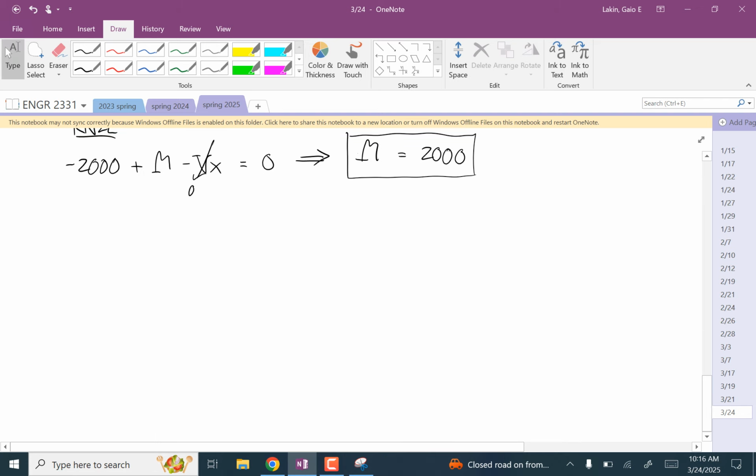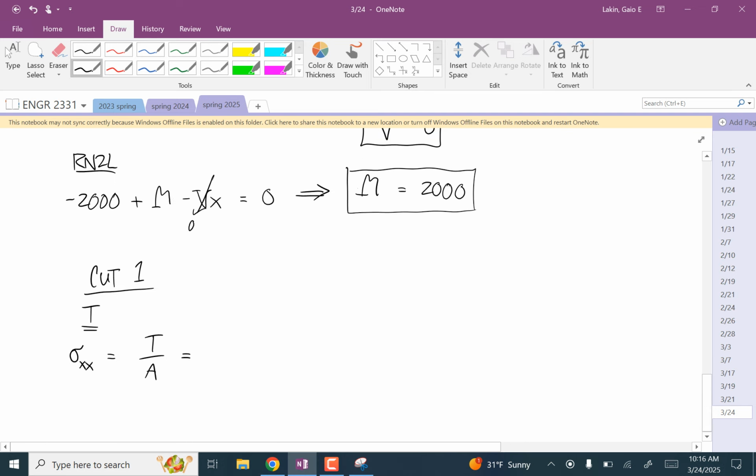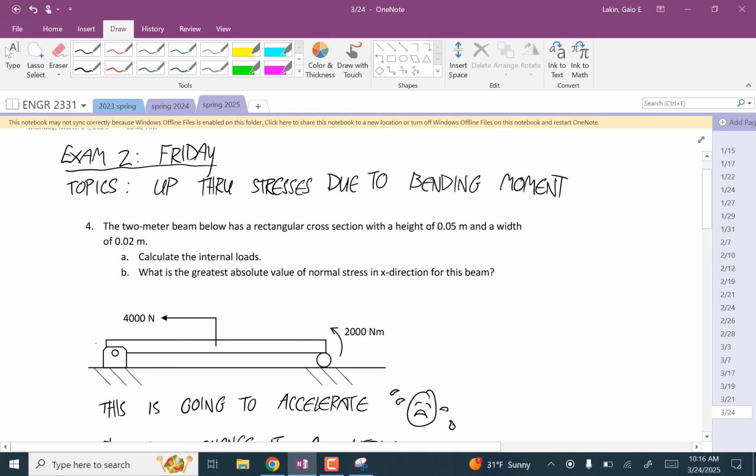Okay, so let's think about cut 1. And first we're going to do the stress due to tension compression. Sigma xx is equal to T over A. T is negative 4,000. A, we're given the cross section, so it's 0.05 for a height of the cross section, 0.02 for the width.